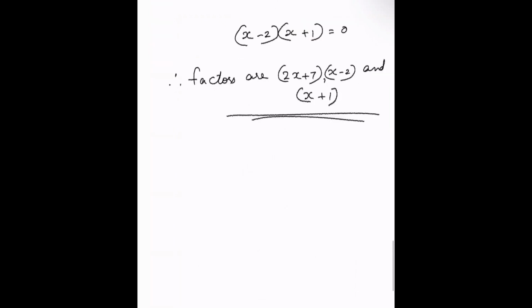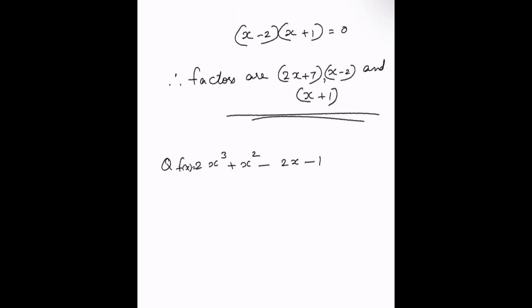Next question. Using the remainder theorem, factorize the expression 2x cube plus x square minus 2x minus 1. So this is the polynomial: f of x is equal to 2x cube plus x square minus 2x minus 1. They have not given you any factors, and this is a cubic equation. The question is to factorize this completely.